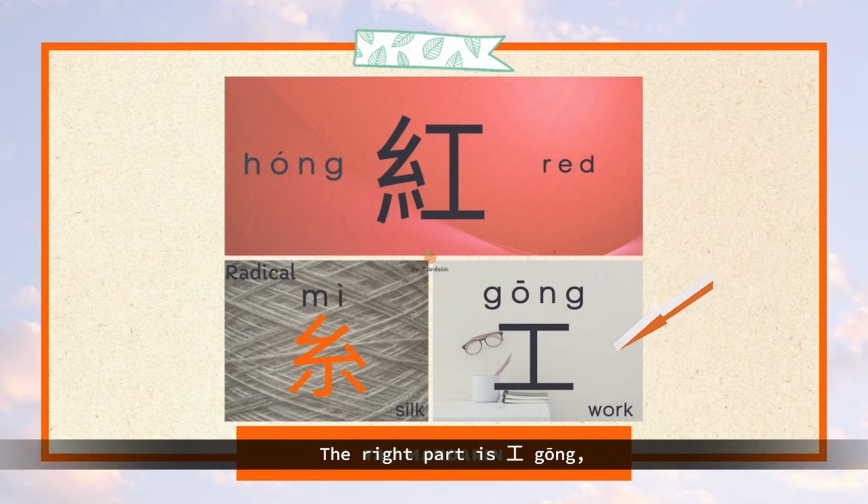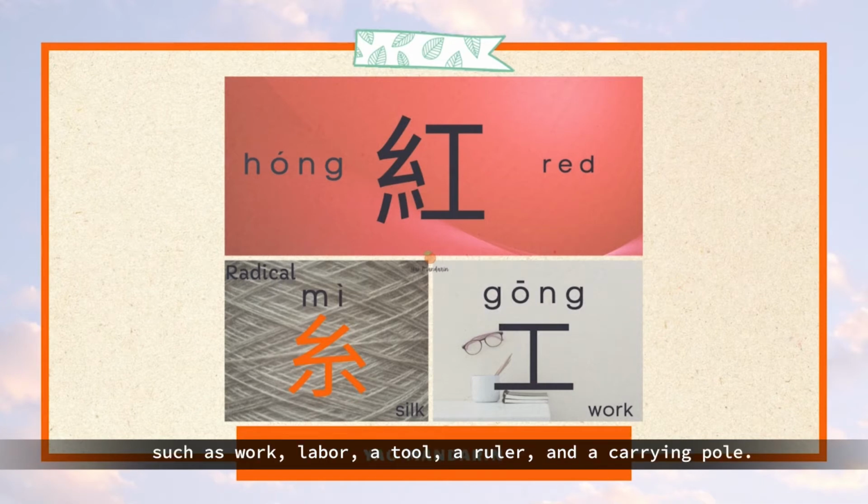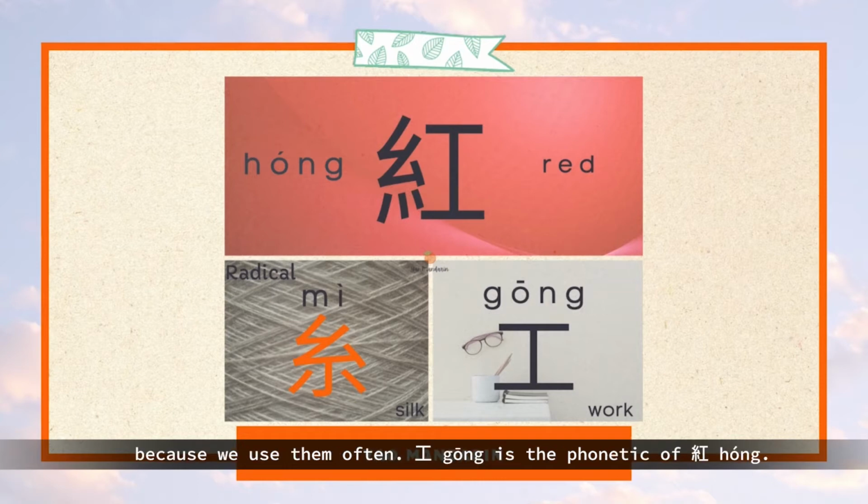The right part is 工. There are many meanings, such as work, labor, a tool, a ruler, and a carrying pole. I recommend you memorize work, labor, and a tool because we use them often. 工 is the phonetic of 红.